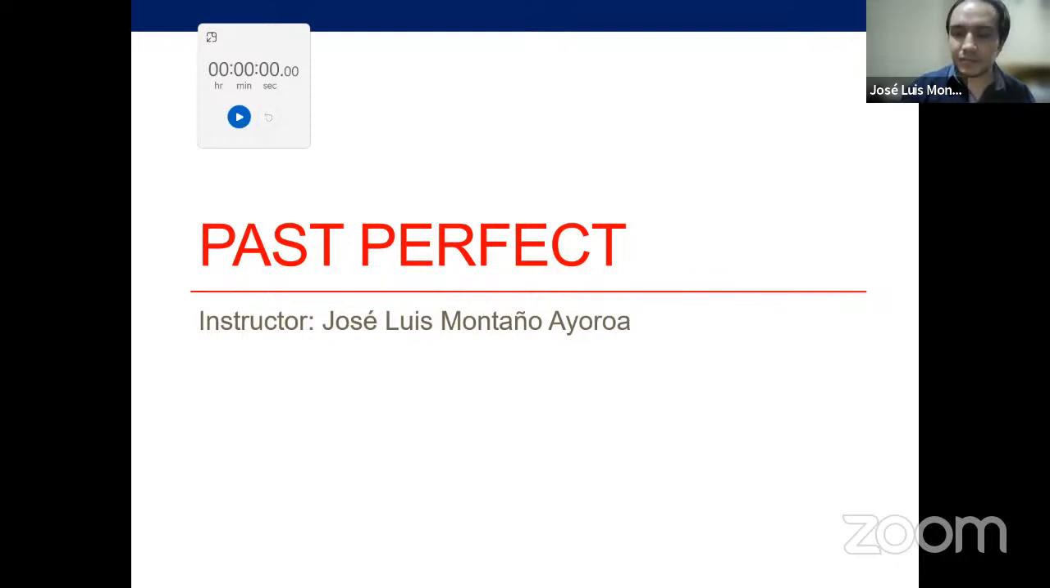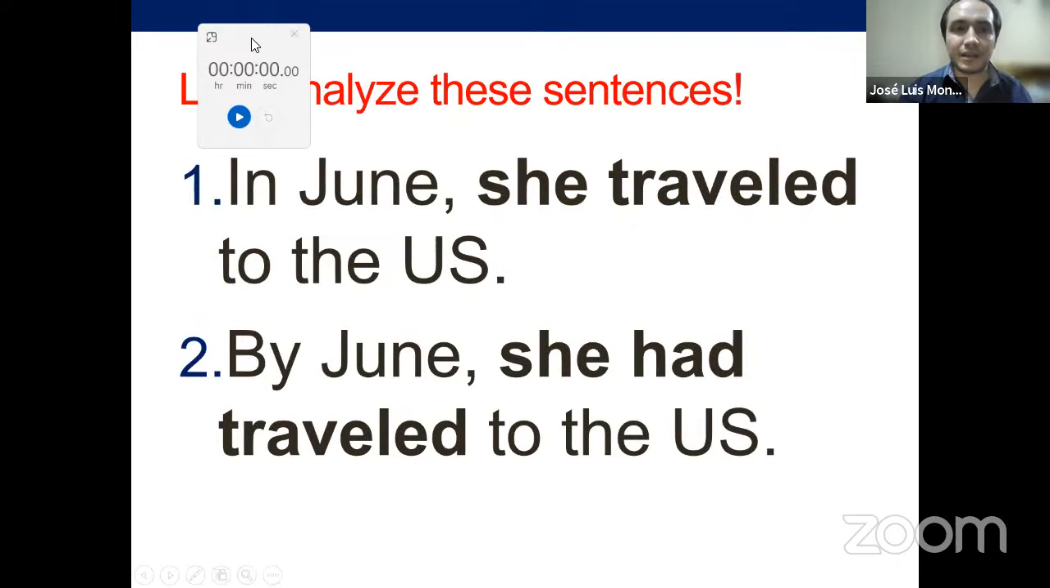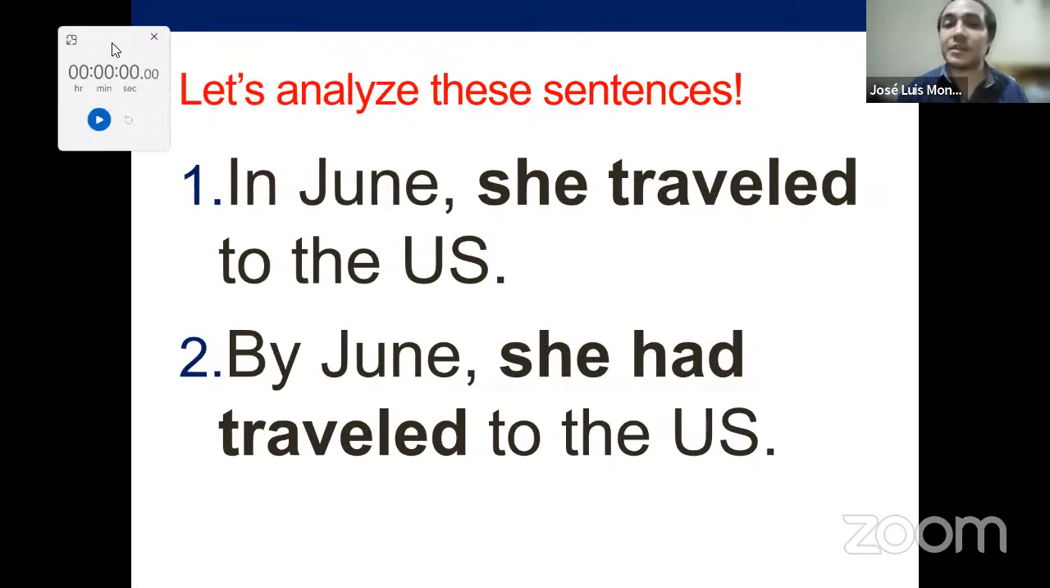It's very similar to the present perfect in terms of writing, but the meaning is very different. And this is actually very interesting. If you understand this difference, then this is going to be clear for you. It can be a little bit tricky. I'm going to work this with you, please, Karen. Let's read these two sentences, please. Okay. In June, she traveled to the US. By June, she had traveled to the US. Great. So what do you think is the difference between number 1 and number 2, Karen? We know that we're talking about past perfect in this case.